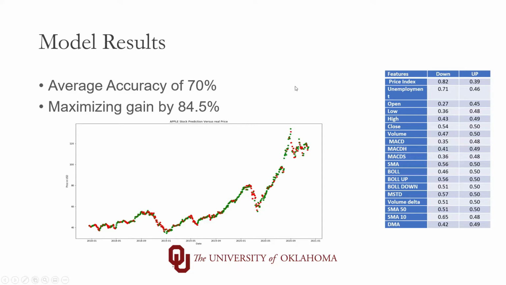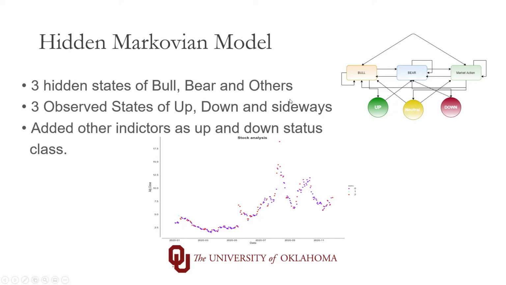That's all for the Bayesian model. The second model is a hidden Markov model. The hidden Markov model is a complicated model. It's using three hidden states, which are the bull, bear, and the market action that long traders are playing on. And we have the observational data sets, which are up or down or just moving sideways. I added three hidden states in the model.